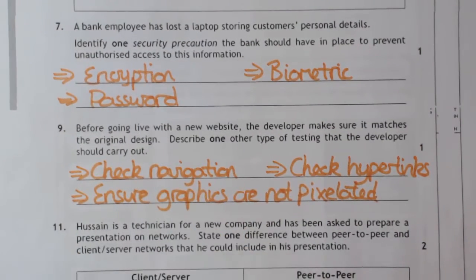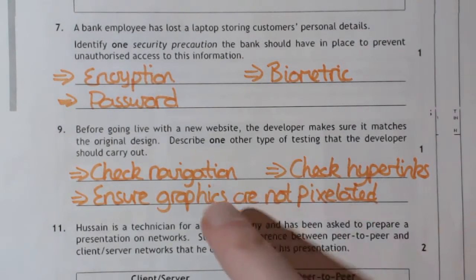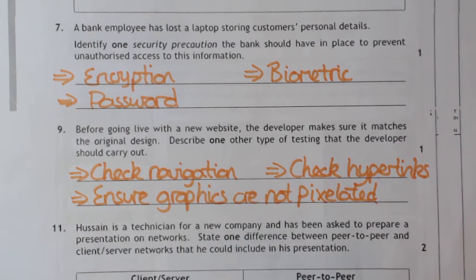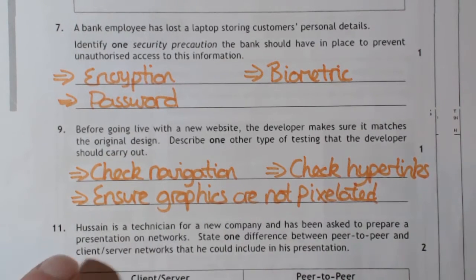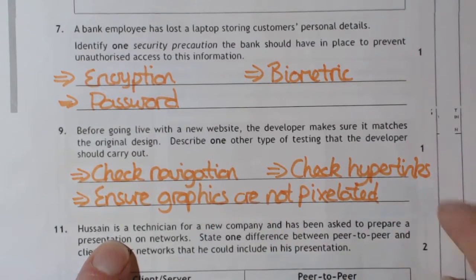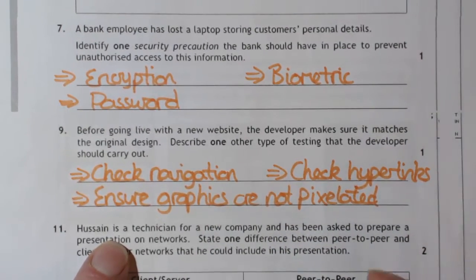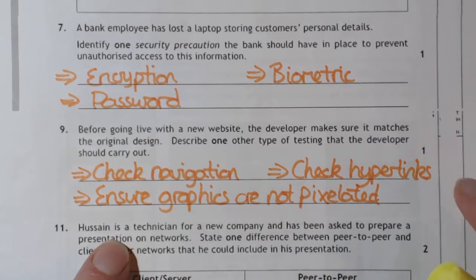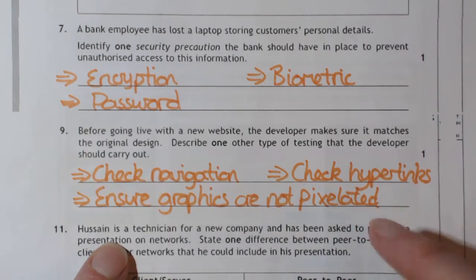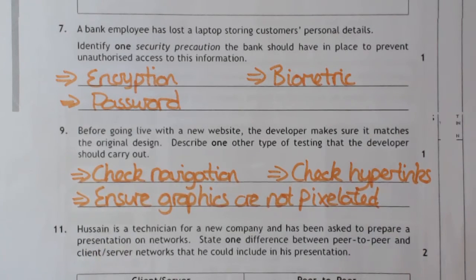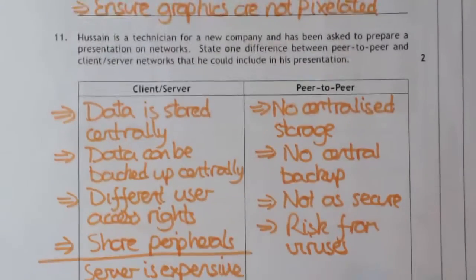Right, next one is before going live, you want to think about testing, so they want to make sure the website looks like the original design. What else? Well, check the navigation bar, check the hyperlinks, so there might be internal, external links, make sure the graphics aren't pixelated. You might want to test it on different browsers as well, so there's quite a number of things there.